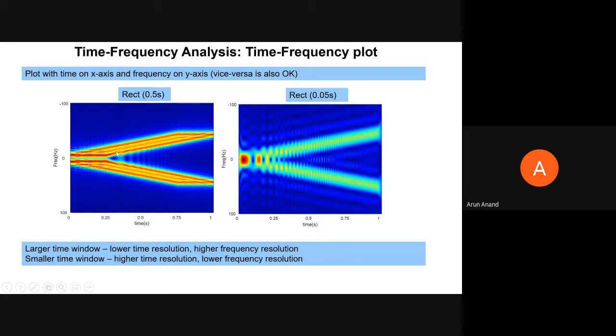If you look at this, it is not smooth at all in the y direction, but the x direction is smooth. If I use a smaller rectangular window, then your time resolution is better, but your frequency resolution is lower. So see here, the time resolution is better, but here it is more smooth now. Clear? Got it, sir. So this is your time frequency plot.